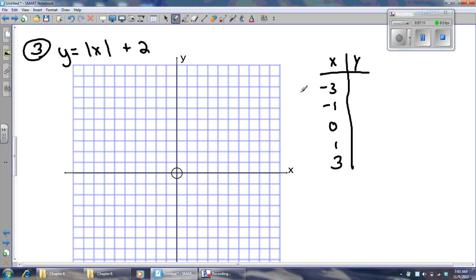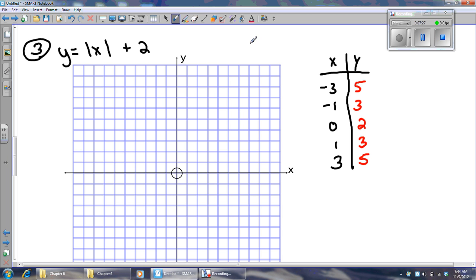Okay. I put -3 in. I believe I'm going to get 5 out. I put -1 in. I'm going to get 3 out. 0 in is going to get me 2. 1 is going to get me 3, and 3 is going to get me 5.